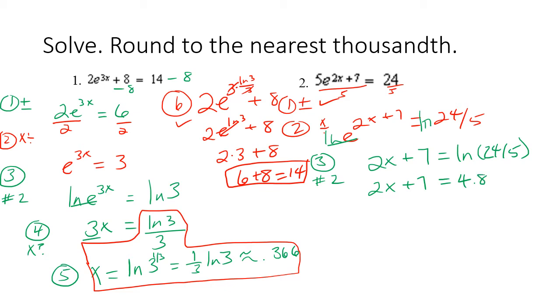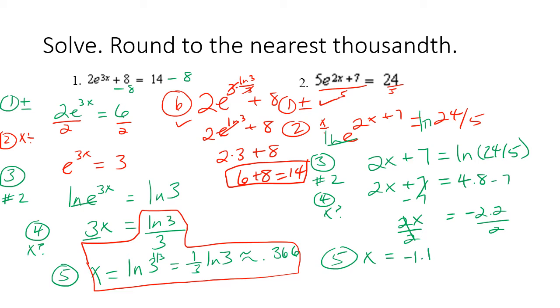And step 4 is to solve for x. So I'm going to subtract 7, and that gives me 2x equals negative 2 and 2/10. Then I'm going to divide by 2. So I got x by itself. So x equals negative 1 and 1/10. And I'm going to take that and plug it in and see what happens.